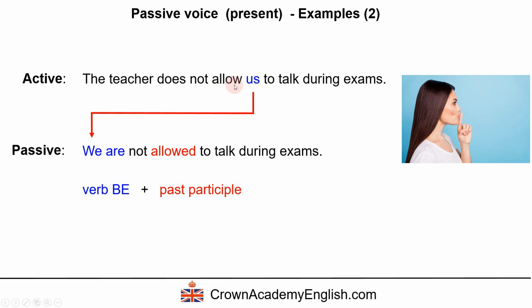This is the present tense. So this is the verb be is also in the present tense. And we say we are not allowed because it's a negative. And again, this is a past participle. It's not a past simple, it's a past participle. We are not allowed to talk during exams. Okay? And there's no mention of a teacher. We don't know if it's the teacher or maybe the principal. It's not important. And in fact, we can deduce that it is a teacher from the context. Okay?